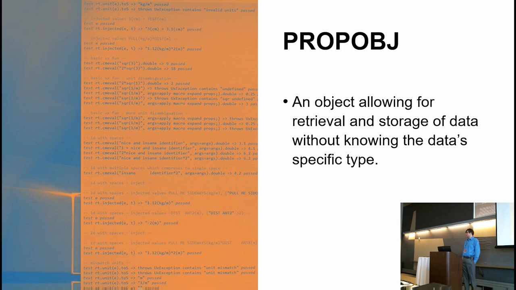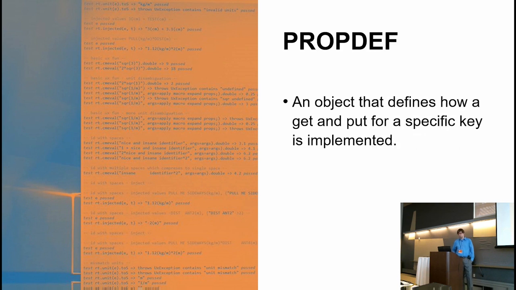You guys probably have seen this. A lot of things extend off a prop object that you use every day. So if you haven't had a look at it, I'd highly recommend that you take a look. But yeah, there's two ways that we actually make that storage work. The first way is with a prop def. A prop def is an object that defines a get and put for a specific key and how that thing is implemented.